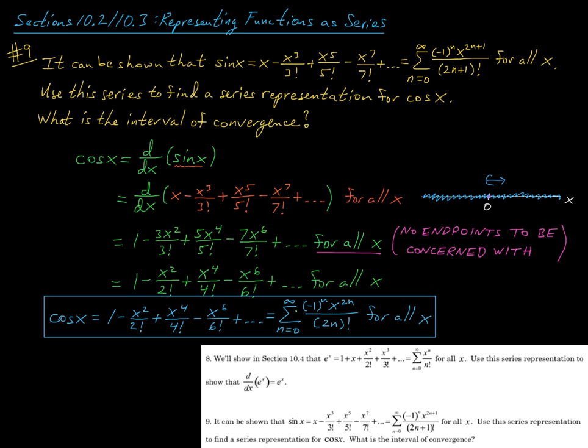And I can write this series using sigma notation. Here I'm summing negative 1 to the n times x to the 2n all over 2n factorial, and n here starts at 0. All right, cool.